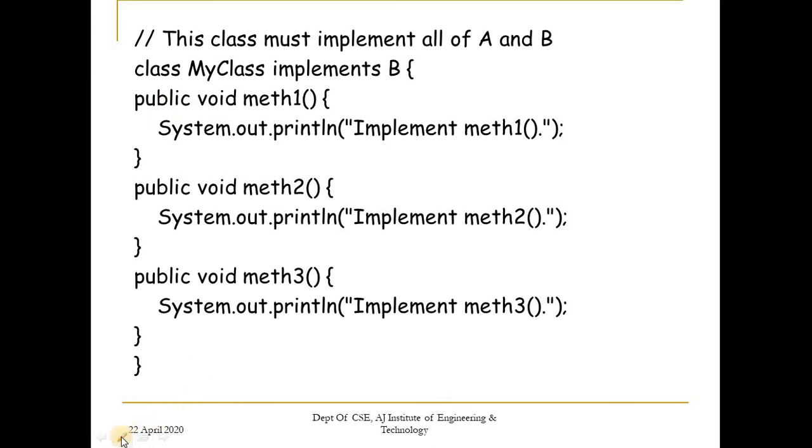So here if you see, we have provided the definition of meth1, meth2 and meth3. So all the methods of A as well as B are implemented here. It has to be public. Here it will display the statements telling implement meth1. In meth2 it will display implement meth2, and in meth3 it will display implement meth3.